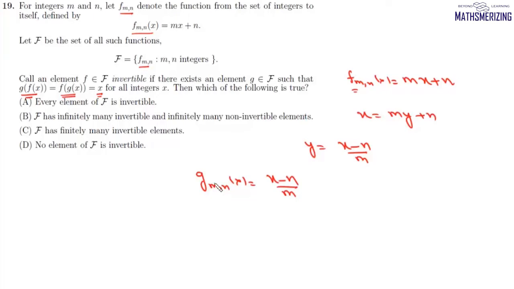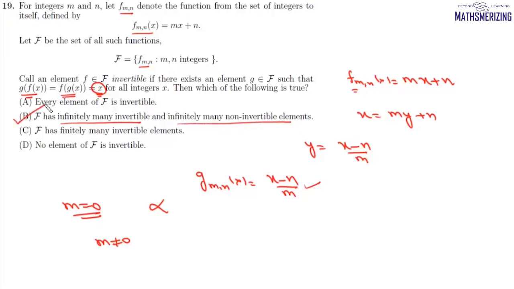Now if we take this composition, f(g(x)) or g(f(x)), it will be equal to x. If m is 0, in that case, this g_mn won't be defined. So that means there will be infinite elements which are not invertible. And if m is unequal to 0, we'll always have this g, which is (x minus n) upon m, defined. So the answer to this question will be F has infinitely many invertible and infinitely many non-invertible elements, and that's your option B.